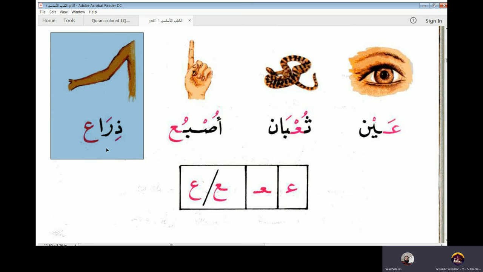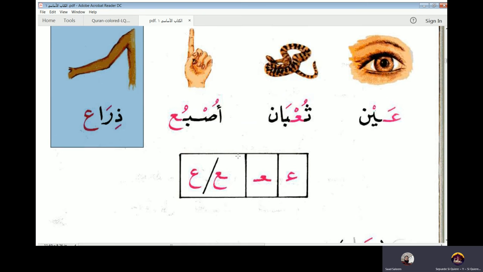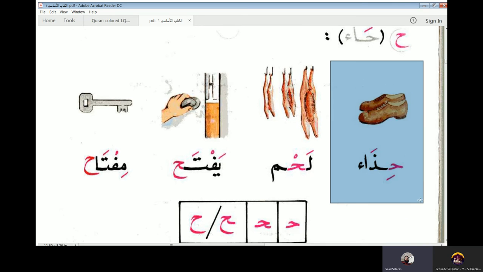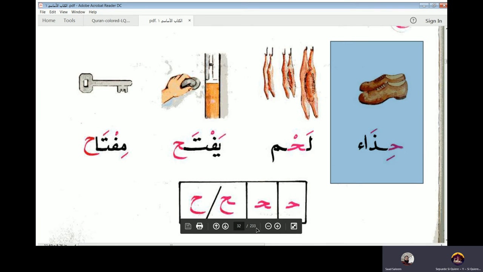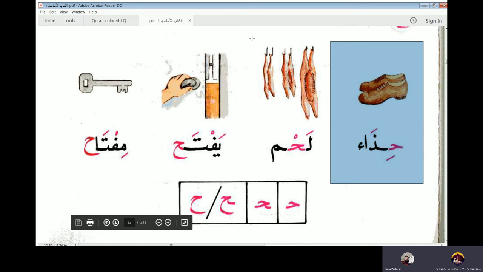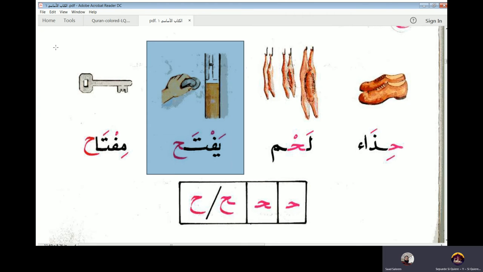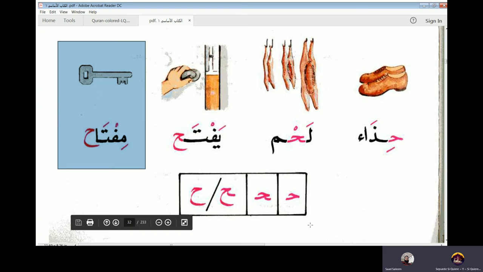Zira'a is arm. And then hiza'u, shoes. And lahmun is meat. Good. And yaftah is open. Okay. And miftahun is key. Miftahun. Good.